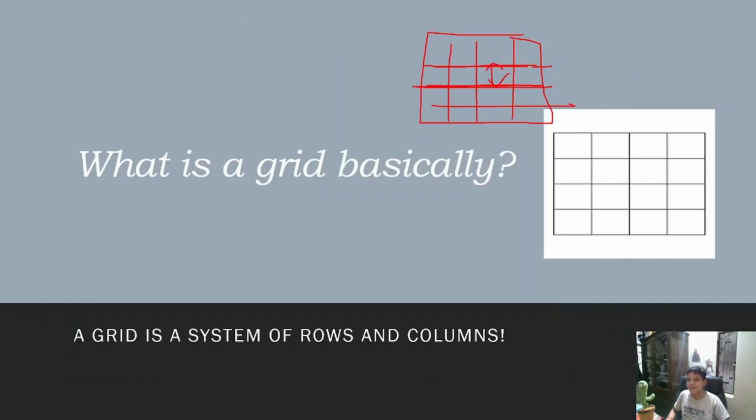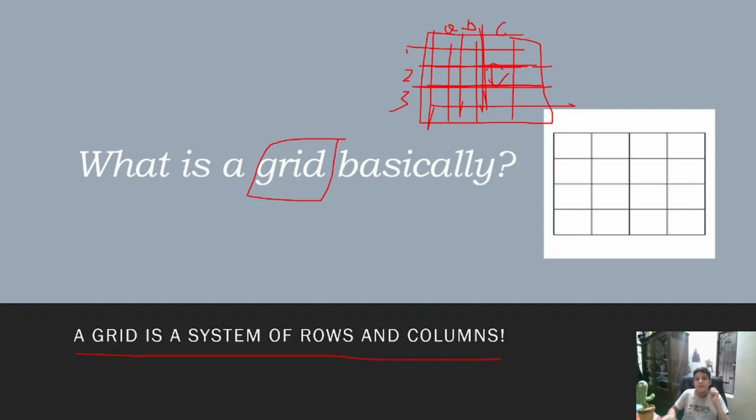So I think you might have understood what a grid is. A grid is basically a system of rows and columns. This is a row, this is a row, this is a row, this is a column, this is a column, this is a column. Basically, when a few horizontal and a few vertical lines intersect each other, they form a grid. So I think it is clear now.